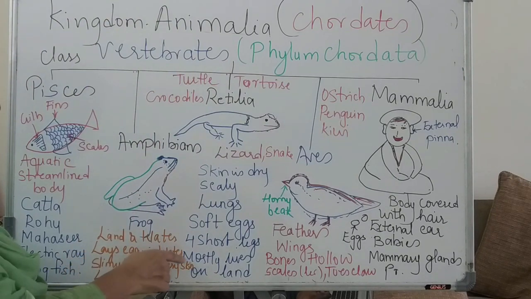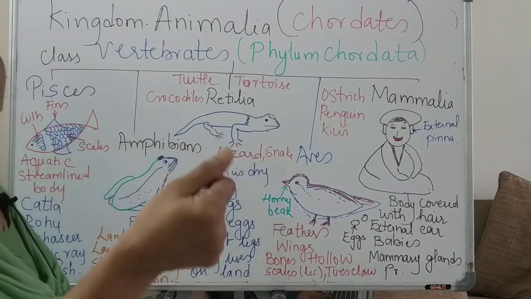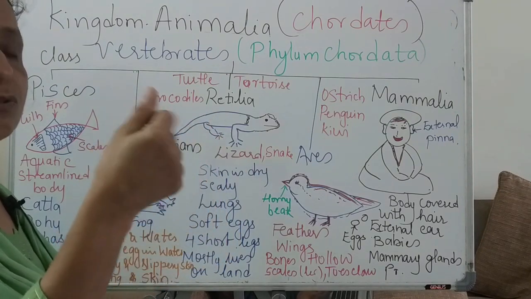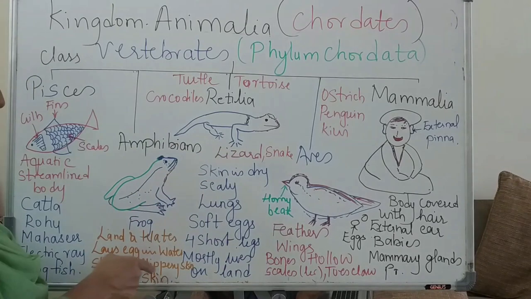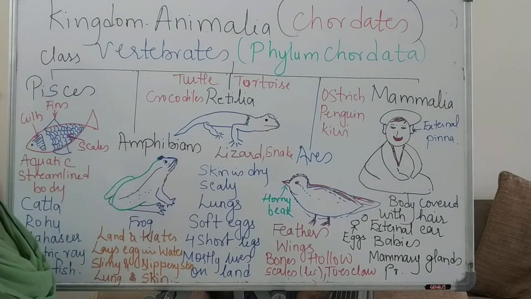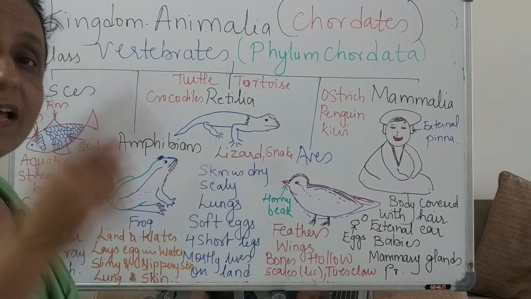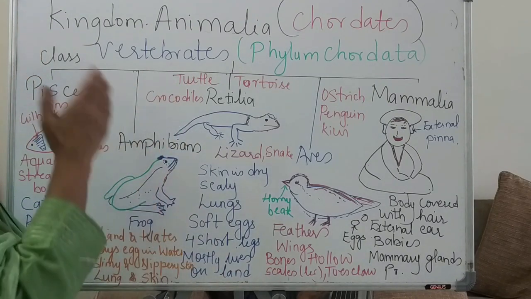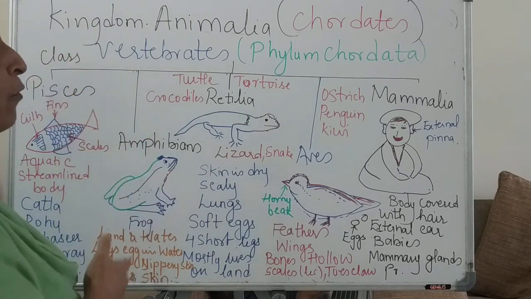The female lays eggs in water. The skin is slimy and slippery. Why? Because the skin has to carry out respiration. So it is slimy and slippery. It breathes through lungs as well as skin. So this is the adaptation of amphibians. Amphibian means both land and water.